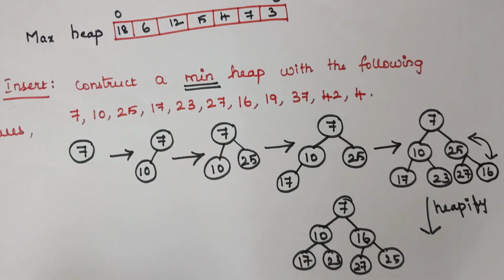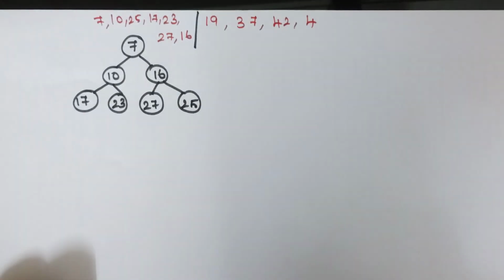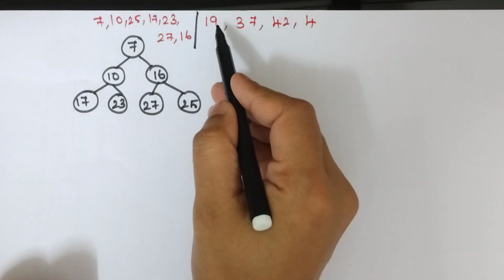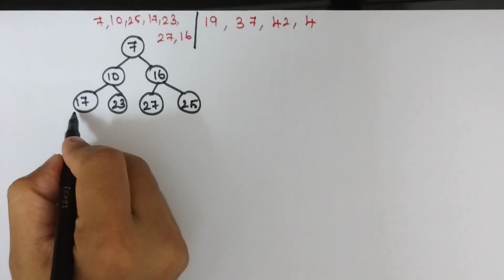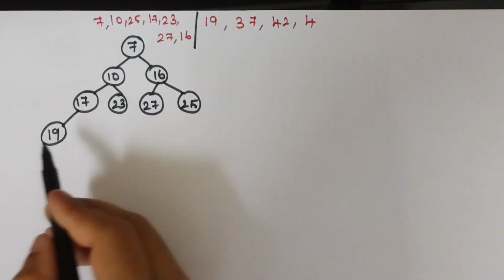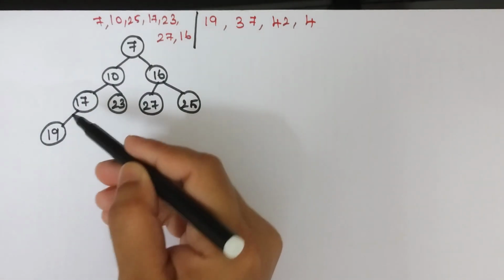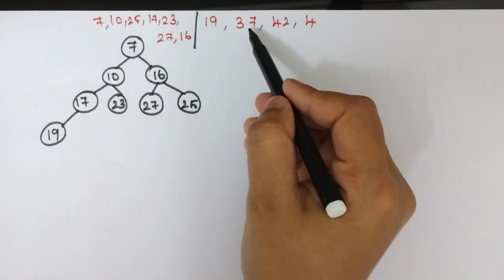That is, insert the next value. What is the next value to be inserted? The next value we need to insert is 19. Till 16 we have done the insertion, and now we need to insert 19. So where should 19 be inserted? At the last level, starting from the left side. This is the last level and this is the left node, so you have to place 19 here. Then compare this 19 with its parent. It is satisfying the min heap property. Leave it as it is.